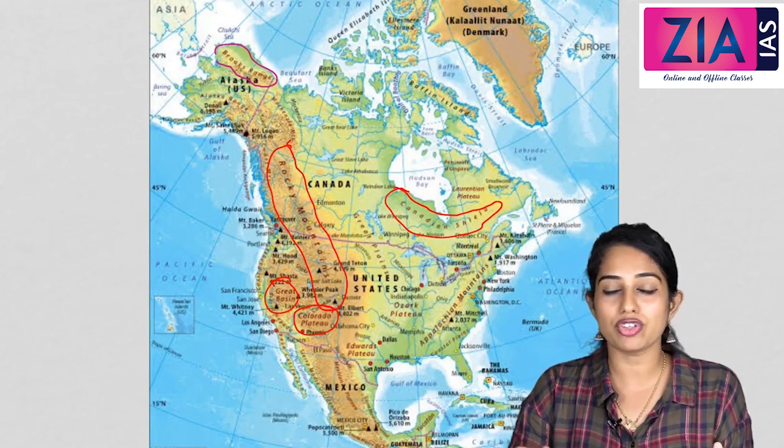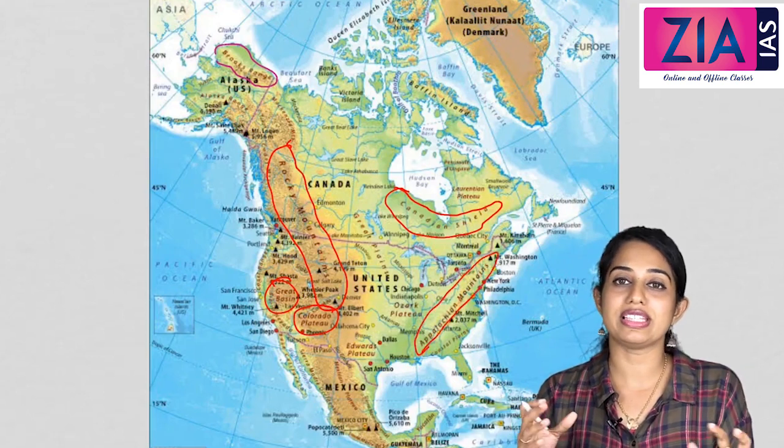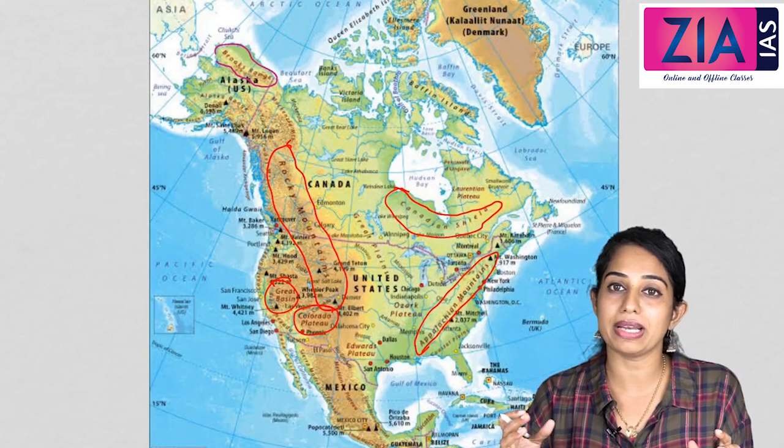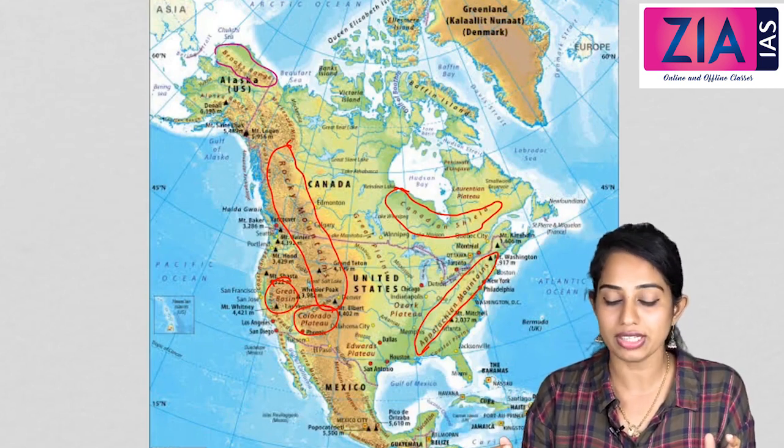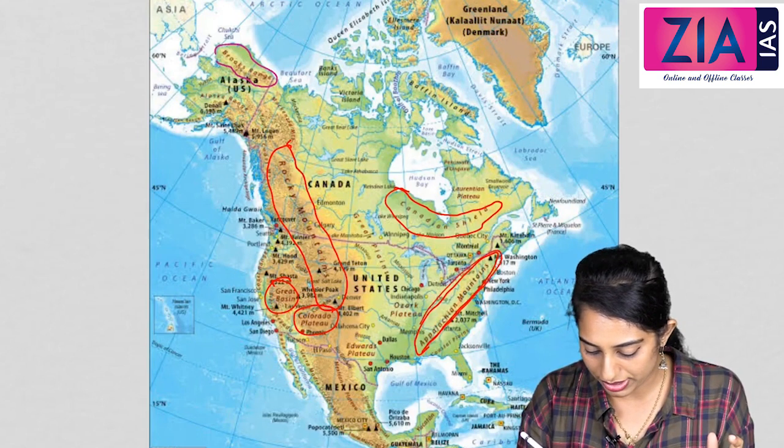We can see towards the north, and towards the southeastern part, the Appalachian Mountains along the southeastern border of the North American continent. Appalachian Mountains are here.